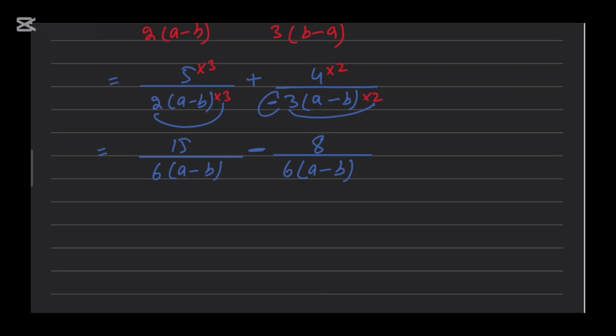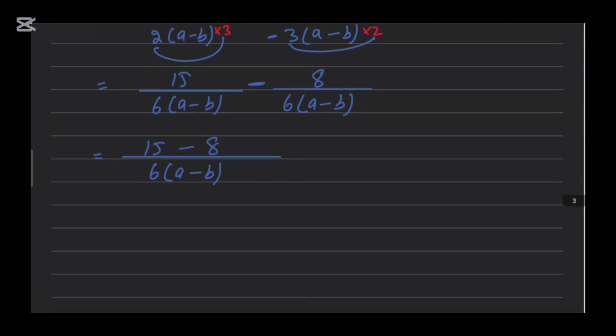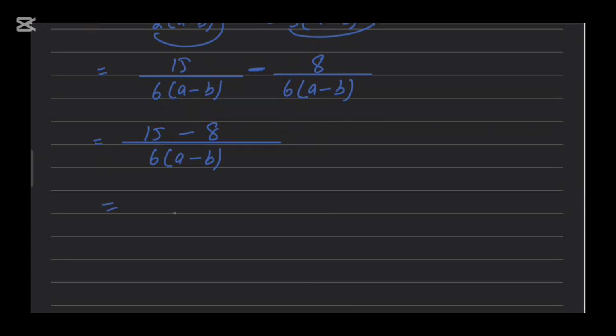This sign will be multiplied with this sign, please remember. So it will be solved here. Okay, now you can see our denominators became same. So now 6 into a minus b is your LCM, and 15 minus 8 will be in the numerator. 15 minus 8 is 7. 7 over 6 into a minus b.